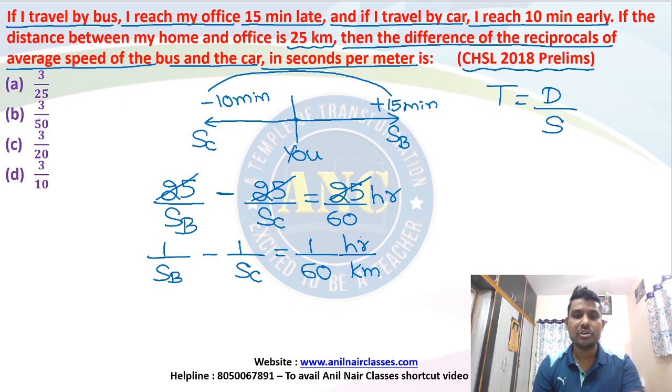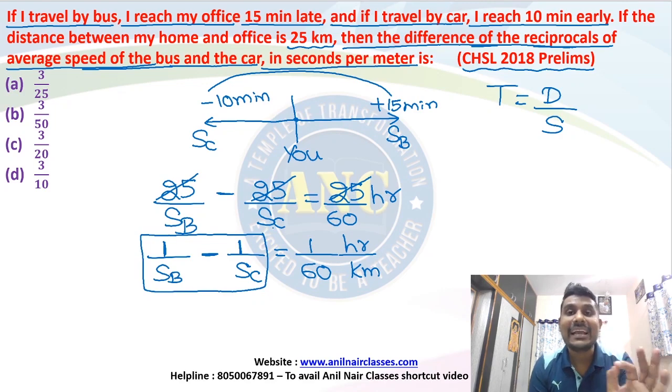But what is the question? The difference of reciprocal of the speed of bus and car. Difference is subtraction. Reciprocal is nothing but 1 by SC, 1 by SB. This is exactly what they are asking you in the question. We already got the answer. Answer for this question is 1 by 60.